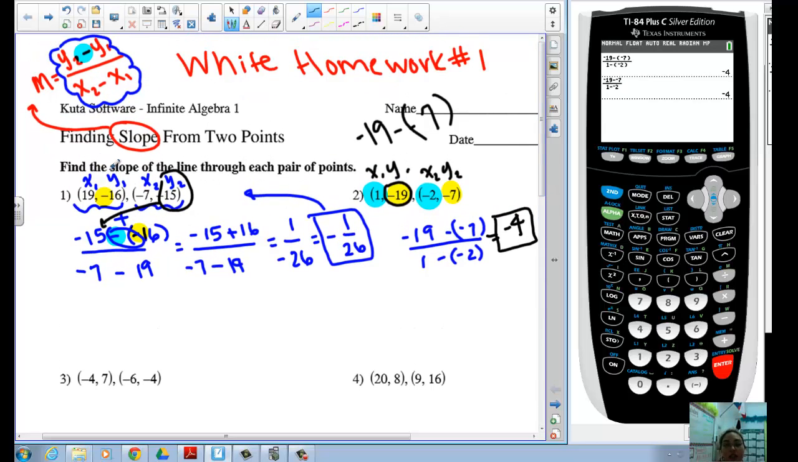You can use either way. You can use your formula and do it by hand, or you can use your calculator and use alpha y equals. So right here, this method is using your calculator that is provided at school, unless you have one at home. Alpha y equals.